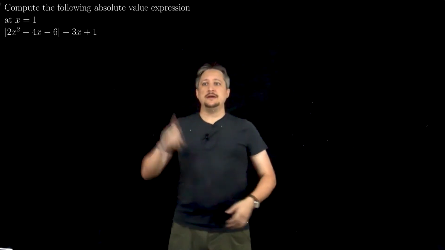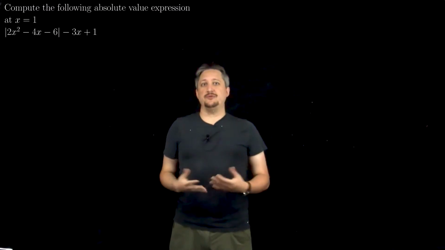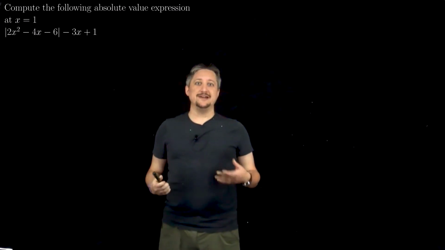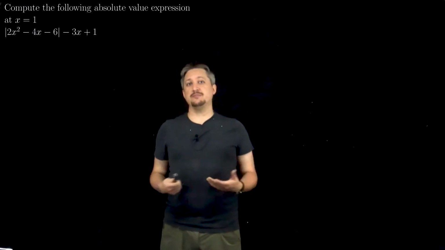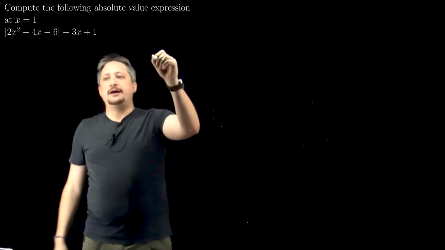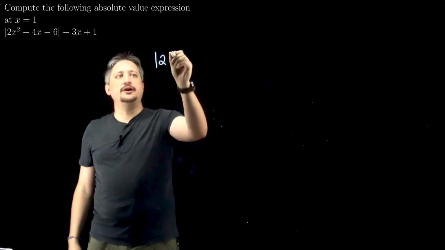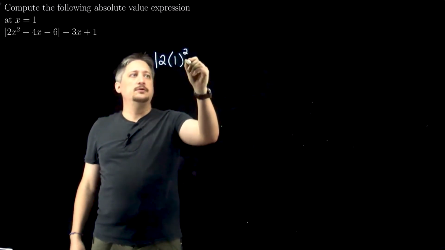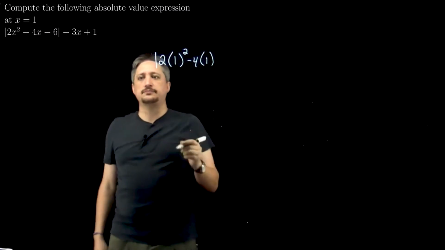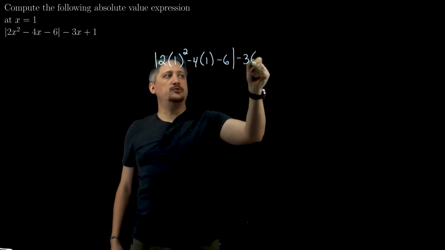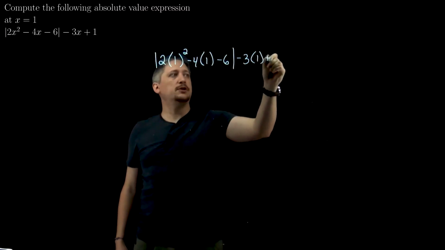Hello. So in this video, we are calculating an absolute value. So we're just going to plug in the x value and go through, again remembering that we have to make sure the interior is one number before we actually apply the absolute value. So here I have the absolute value of 2 times, and now when x is 1, I'm going to plug in 1 squared minus 4 times 1 minus 6 minus 3 times 1 plus 1.